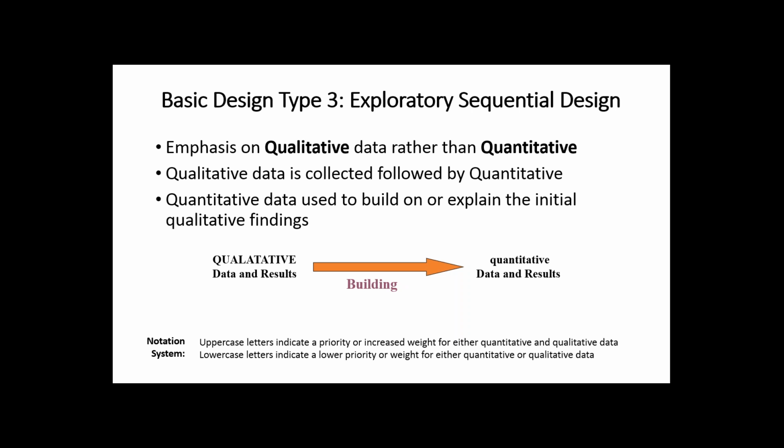Now the exploratory sequential, the emphasis is on the qualitative rather than the quantitative, right? The qualitative is collected first. The quantitative is collected later, right? Same thing. So the quantitative data are used to build or explain the initial qualitative findings.